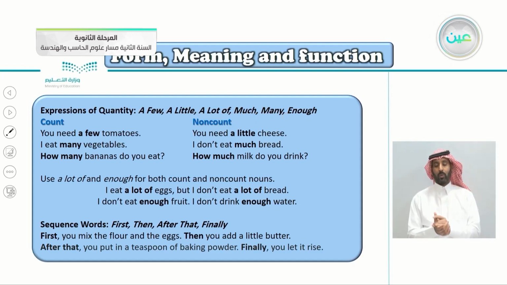So with count and non-count here, you need a few tomatoes. So with count we use few. I eat many vegetables. How many bananas do you eat? So now we know that many and few come with count. On the other hand here, non-count, you need a little cheese. Because cheese is non-count, we use a little. So unlike few, that comes with count, little comes with non-count. And instead of many, we use here much.